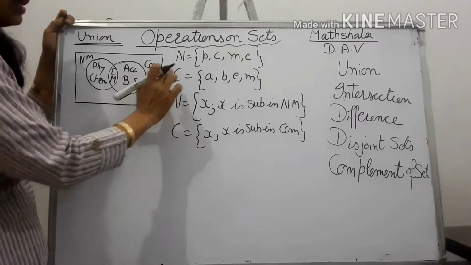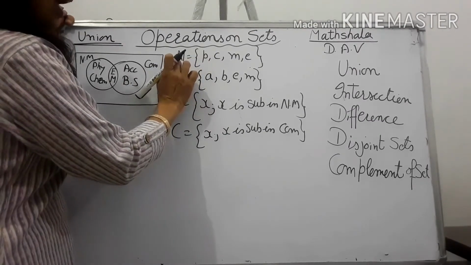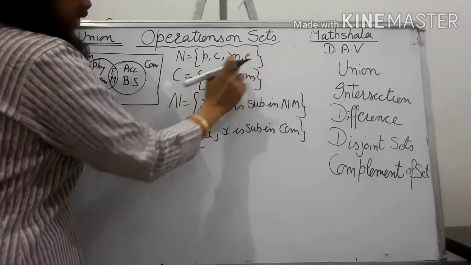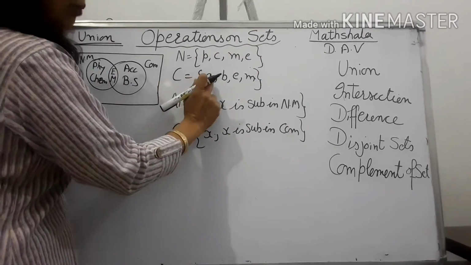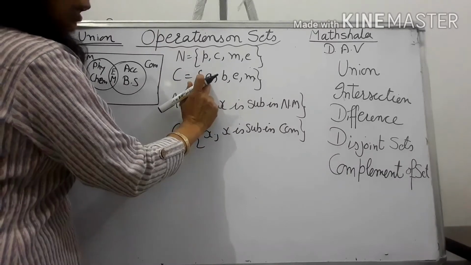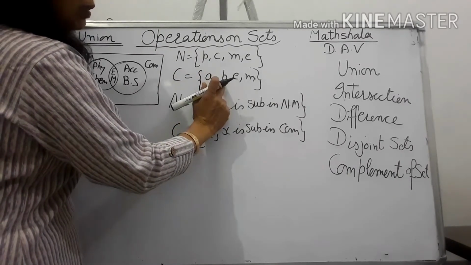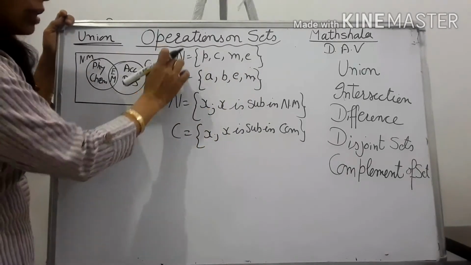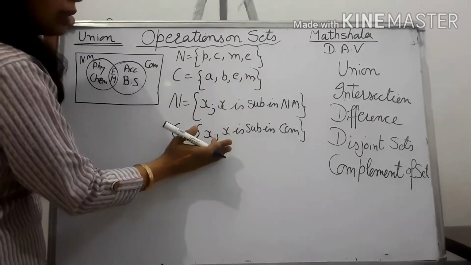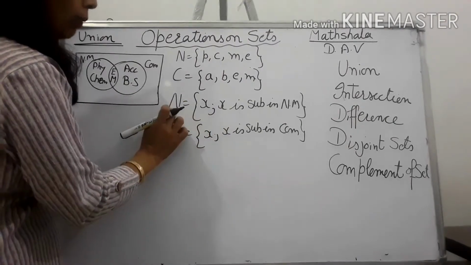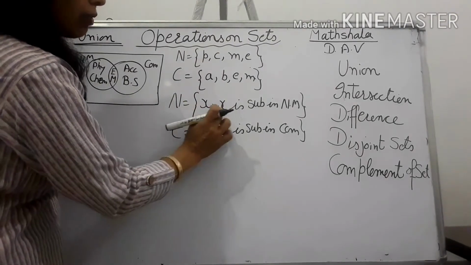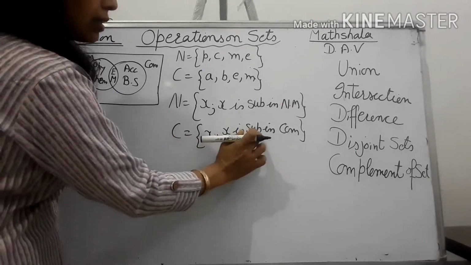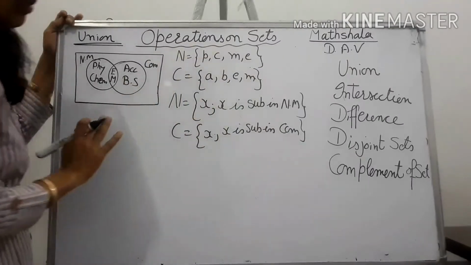If we represent it like this, then this set N has elements physics, chemistry, maths, English, and commerce has elements A for accounts, B for business studies, E for English, M for maths. The same roster form can be represented in set builder form. Here, the set N has elements x, where x is a subject in non-medical, and set C has elements x, where x is a subject in commerce. This is all old stuff.